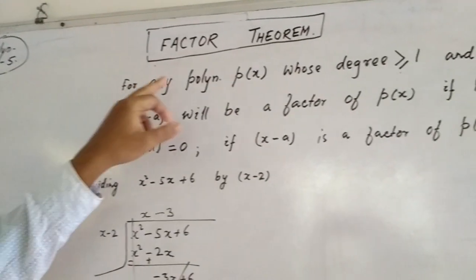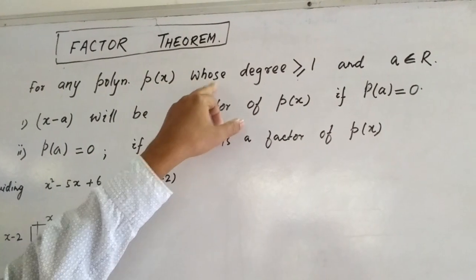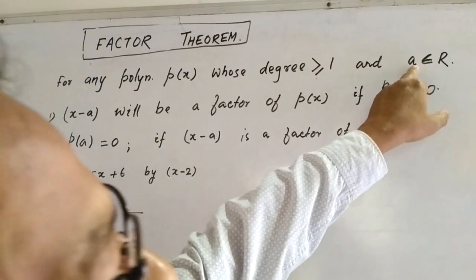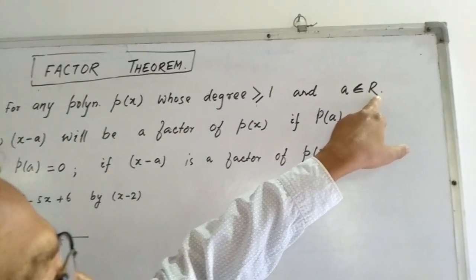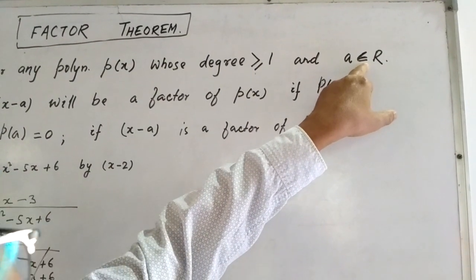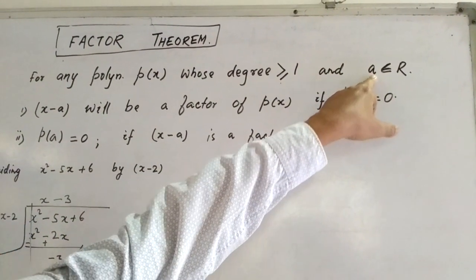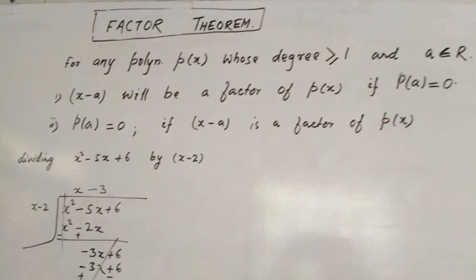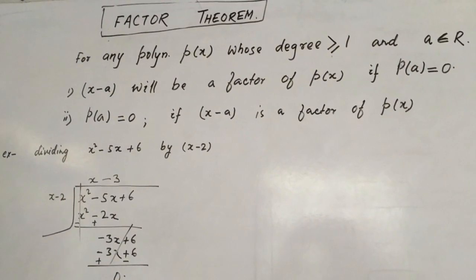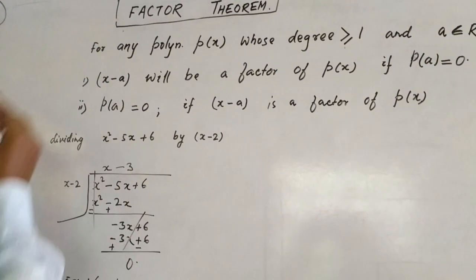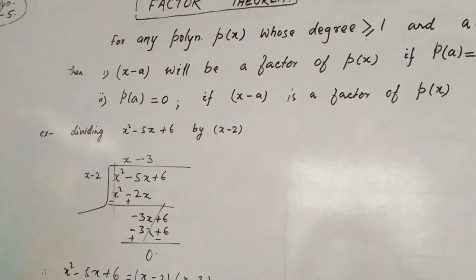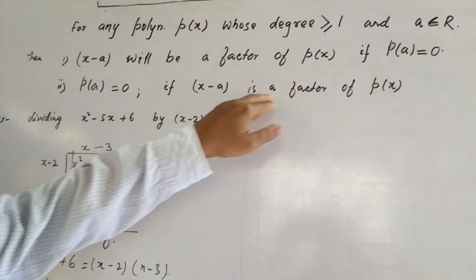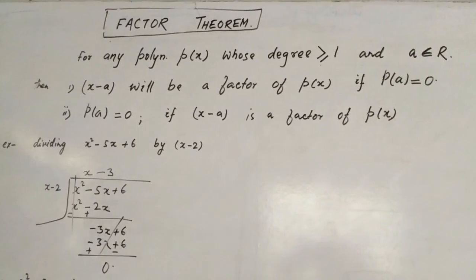For any polynomial p(x) whose degree is greater than or equal to 1 and a belongs to R, where R stands for real numbers and this is the symbol of belongs to, a is any real number. Then x minus a will be a factor of p(x), and secondly, p(a) equals 0 if x minus a is a factor of p(x).